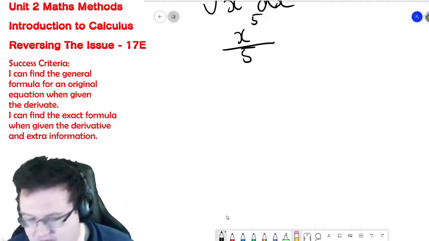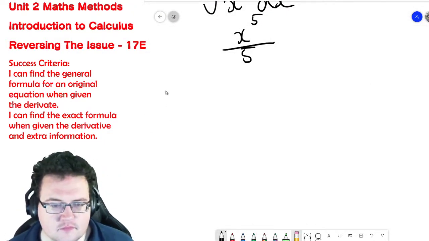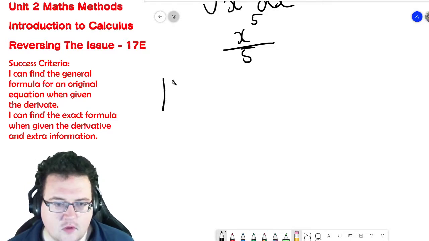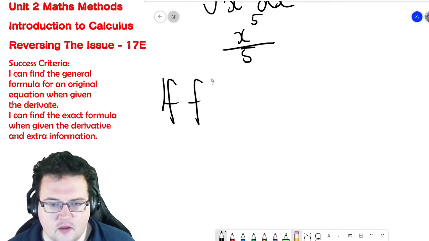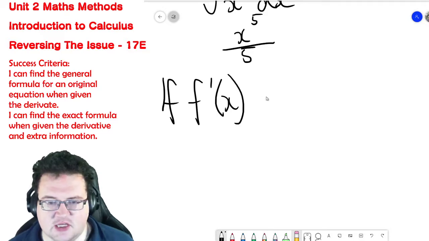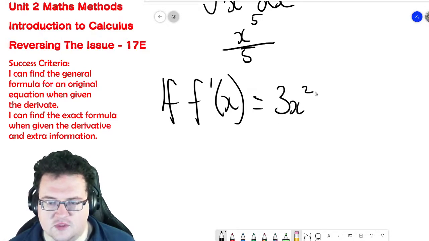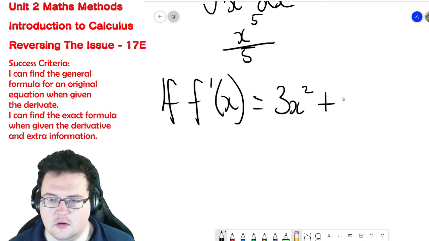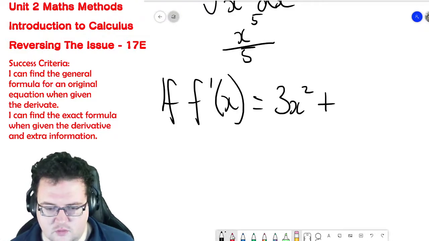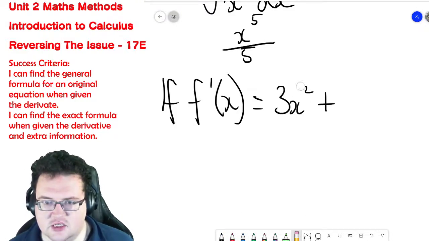So, as an example, if f dash x equals 3x squared, actually no, we'll do something a little easier for you guys to start with.